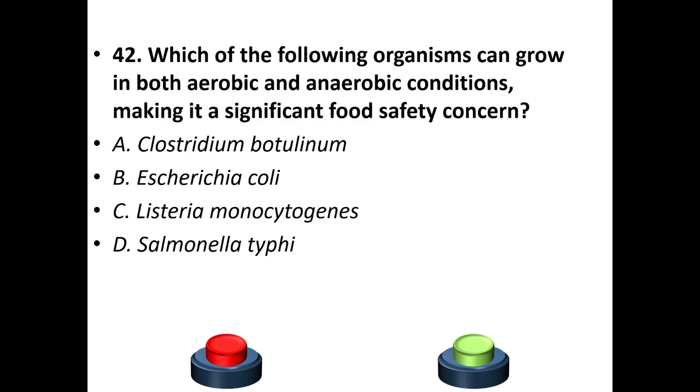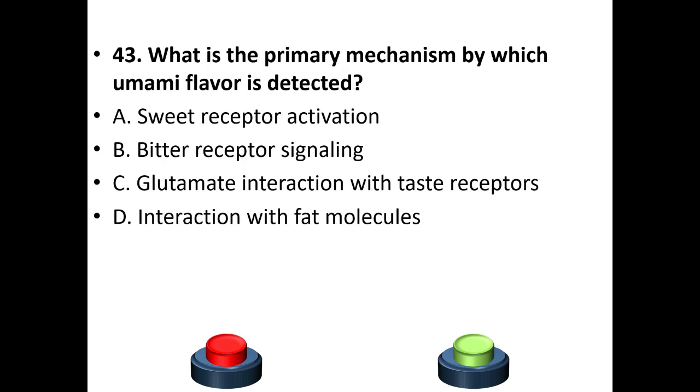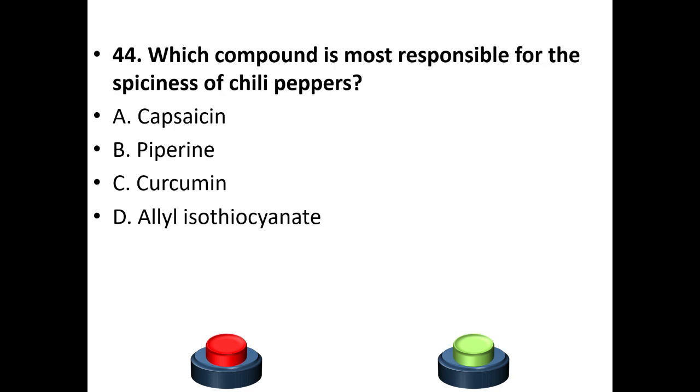42. Which of the following organisms can grow in both aerobic and anaerobic conditions, making it a significant food safety concern? A. Clostridium botulinum. B. E. coli. C. Listeria monocytogenes. D. Salmonella typhi. Which is the answer? Your answer is B. E. coli. 43. What is the primary mechanism by which umami flavor is detected? Sweet receptor activation, bitter receptor signaling, glutamate interaction with taste receptors, D. Interaction with fat molecules. Which is the answer? Your answer is C. Glutamate interaction with taste receptors.